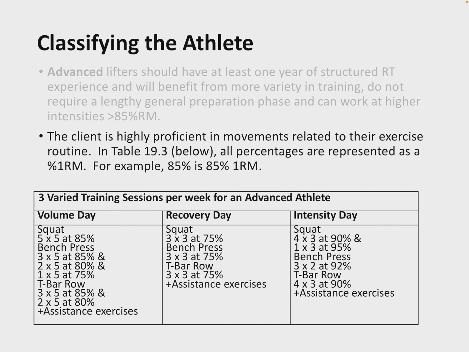And in table 19.3 that we see below, all the percentages are represented as a percent of 1 rep max. And our 85% again represents 85% of their 1 rep max. So we can see, again, this is a higher intensity for our advanced lifter compared to what we saw with our intermediate or novice lifters.